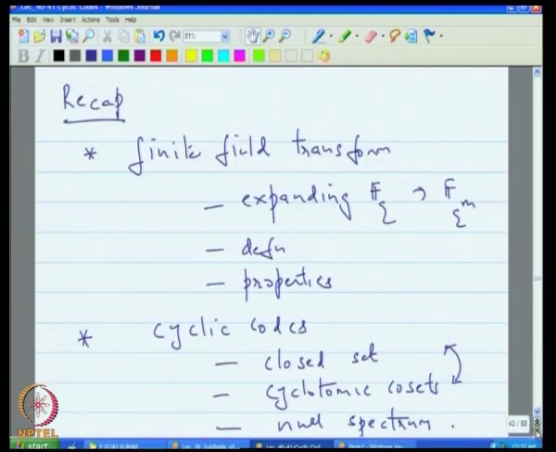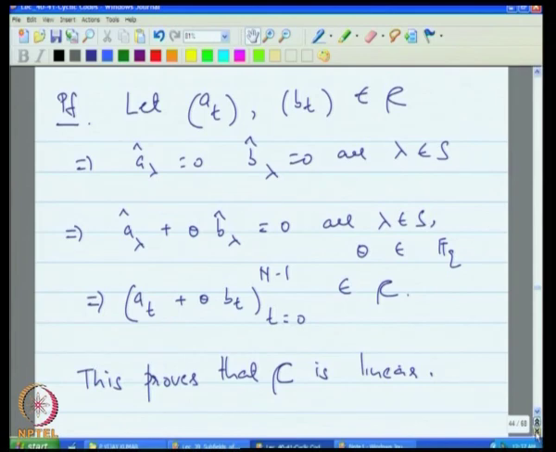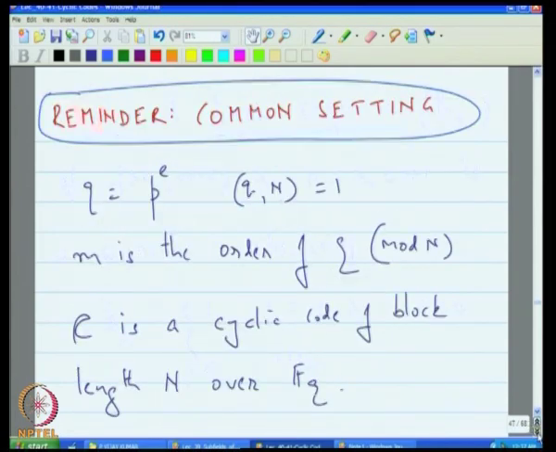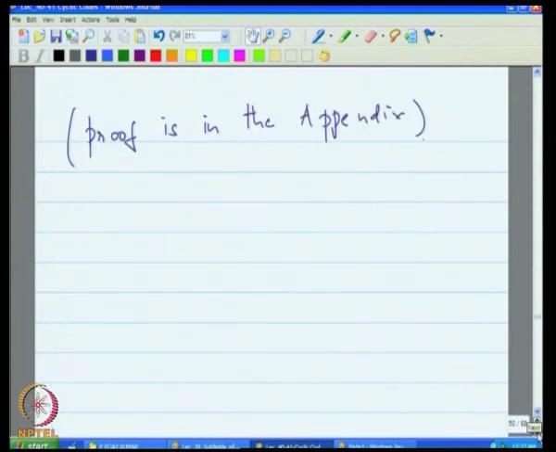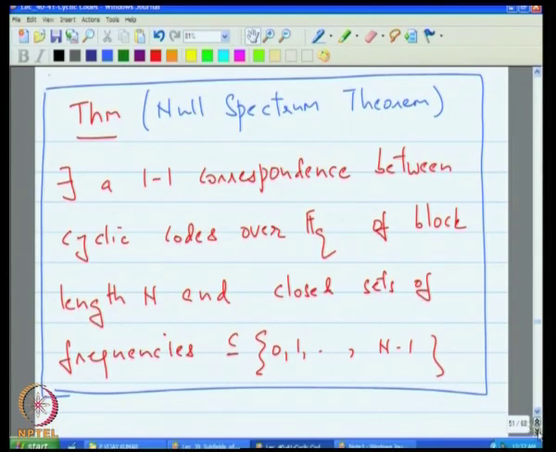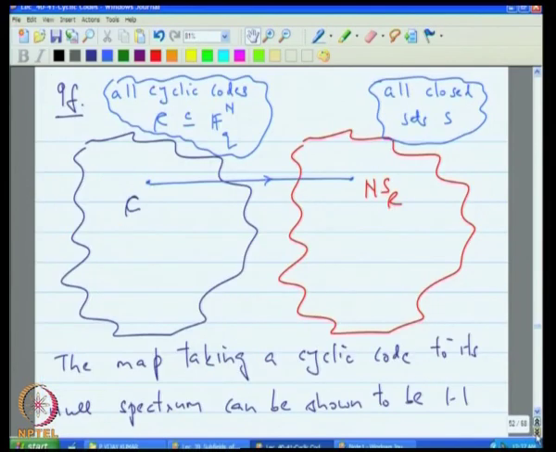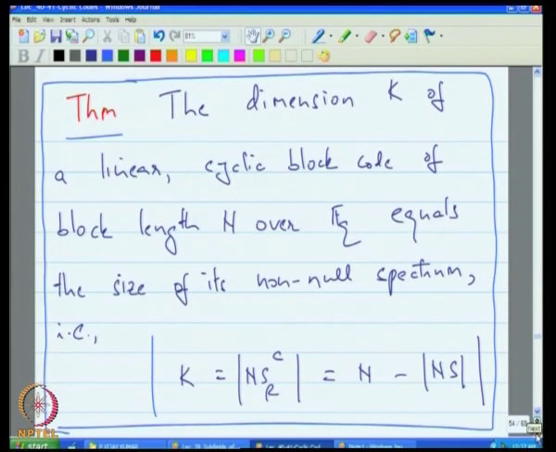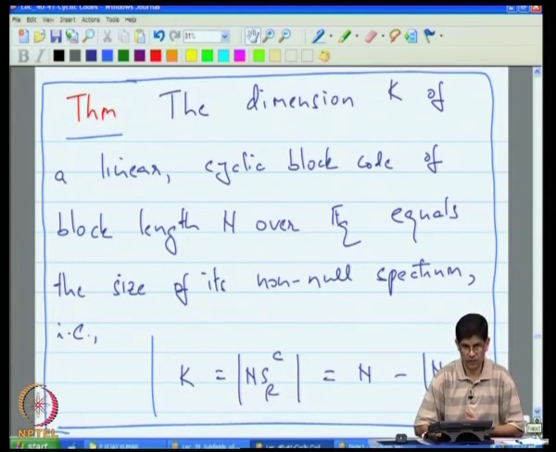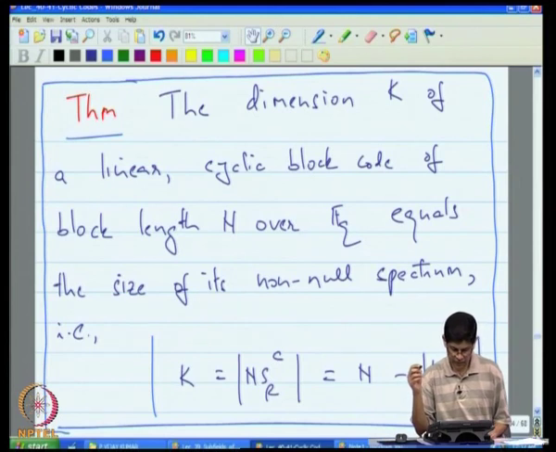Now that we have this correspondence between cyclic codes and closed sets in the frequency domain, we can start talking about the parameters of these codes. The parameters that are of interest are two. One is the dimension, and the second property of interest is its minimum distance.